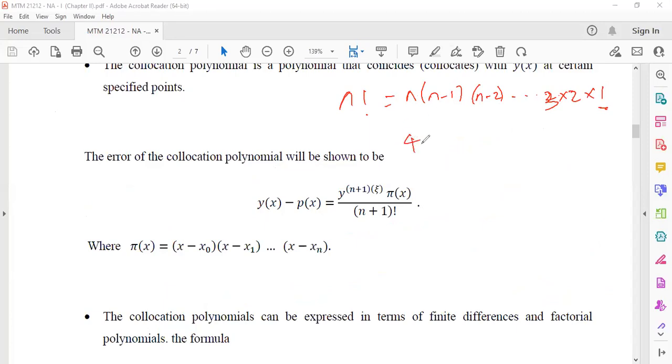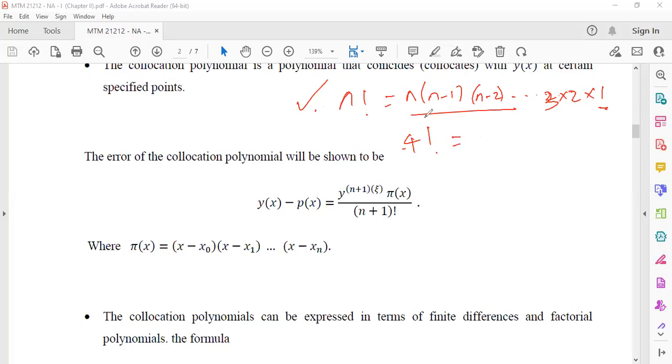For example, let's say 4 factorial. Can you write the formula for 4 factorial according to this one? You have to go up to 1. So this is the formula for n factorial. Using this one, can you find 4 factorial? Which is equal to what? These are numbers now, you can multiply.